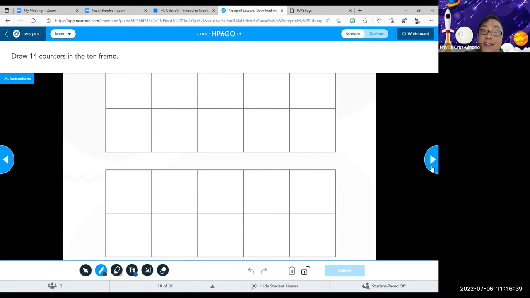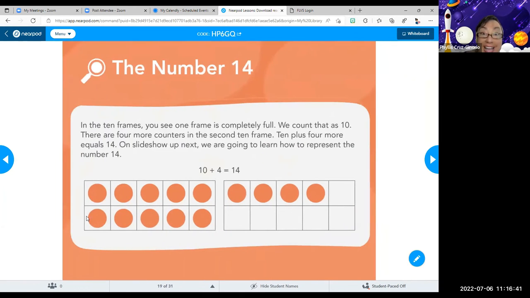14 is, here it is, 10 and 4 baby ones left over. I completely filled in a 10. 1, 2, 3, 4, 5, 6, 7, 8, 9, 10. Tap your 10. Keep going. 11, 12, 13, 14. Done.